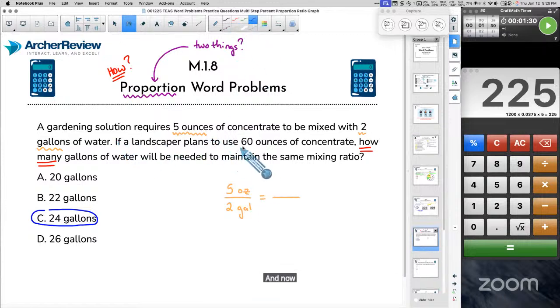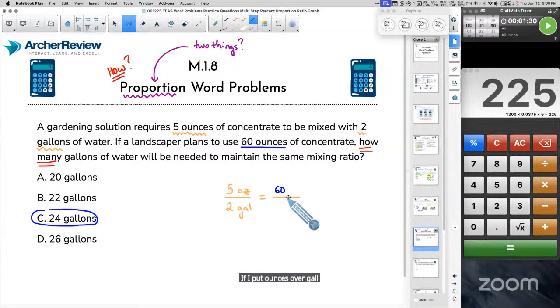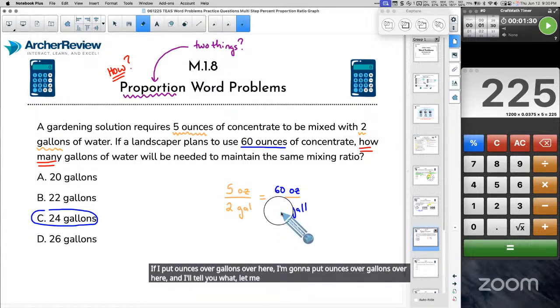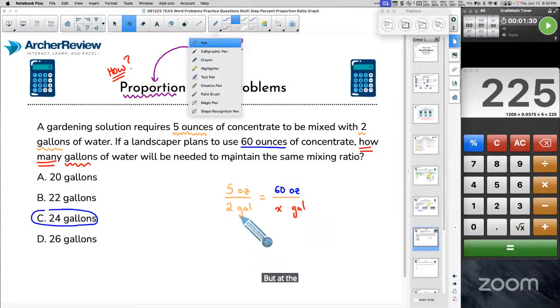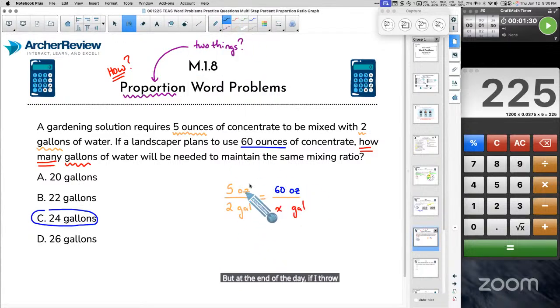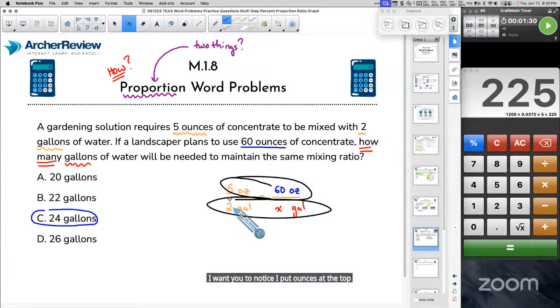And now it says if a landscaper plans to use 60 ounces of the concentrate, I'm going to put ounces over gallons over here too. Let me just erase that. I'm just going to stick with my red. How many gallons? Now, some of you may have set up your proportion differently. But at the end of the day, these words are only here to help me keep things lined up. I want you to notice I put ounces at the top, gallons at the bottom.